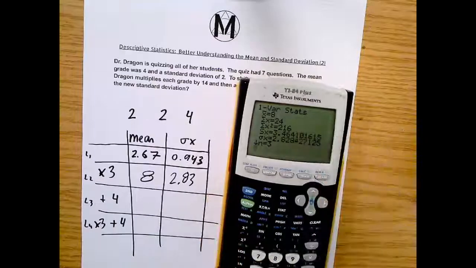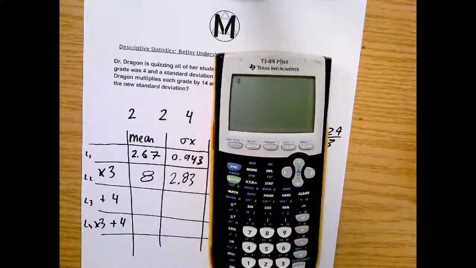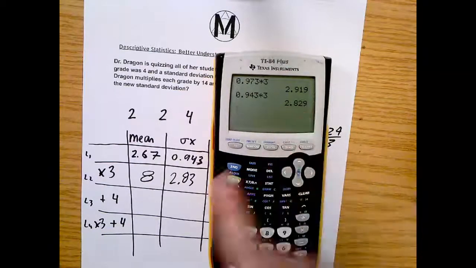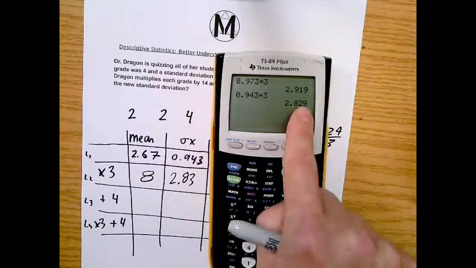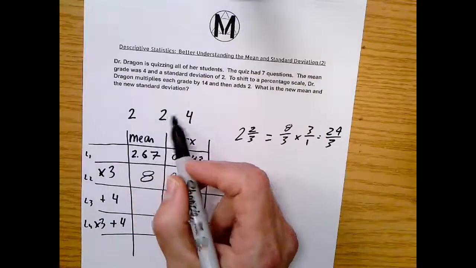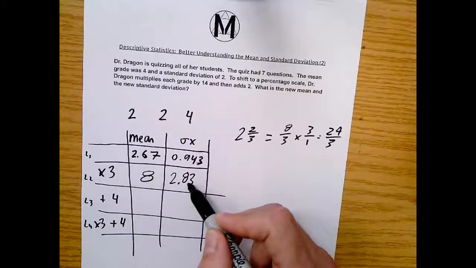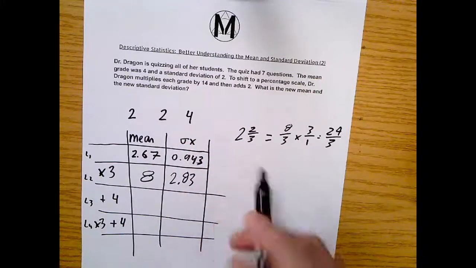I'll just type in, let's see here. It might be a little off because clearly there's rounding happening, but let's see here. 0.943 times 3. Oh, maybe I should put the right numbers in. 0.943 times 3. 2.829. We got 2.83 here, which does match up. Okay, so we can see here that if you multiply your data by 3, or whatever you multiply your data by, the mean and the standard deviation gets multiplied as well. Okay, so we learned something interesting here.